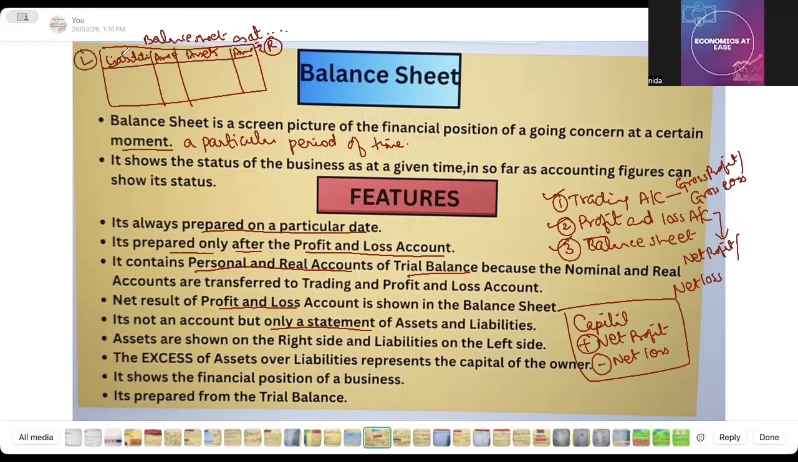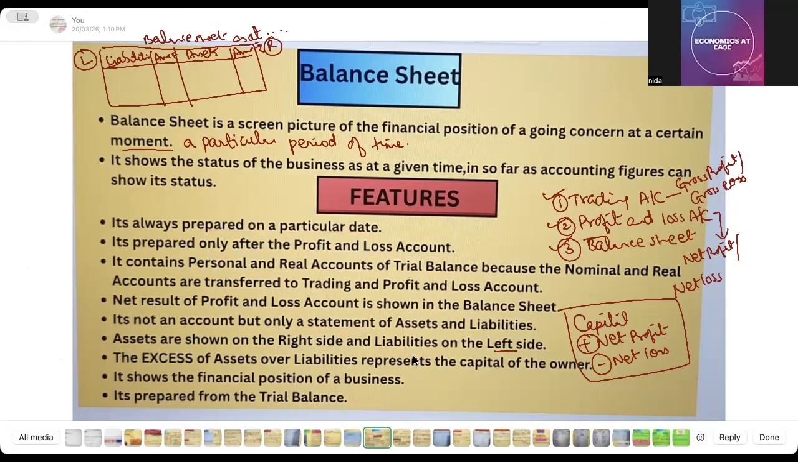This is just a simple explanation, but you are going to make these accounts so many times that you will learn it. It is very important to understand the concepts. The excess of assets over liabilities represents the capital of the owner. It shows the financial position of the business, and it is prepared from the trial balance. It means that in the question, there will be a trial balance.